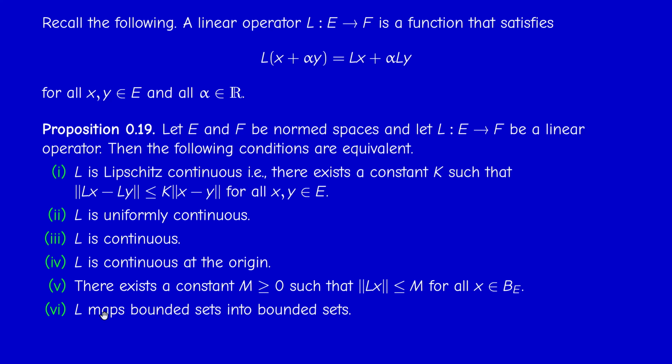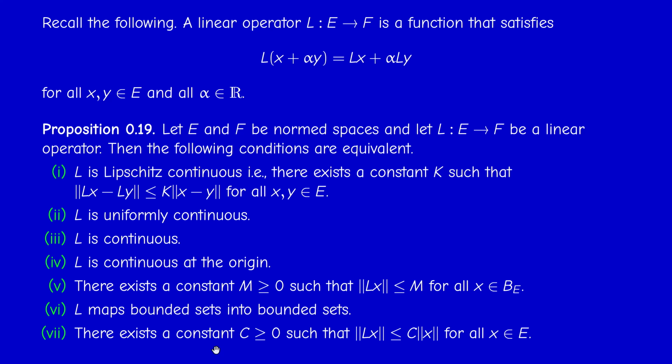Condition 6 states that L maps bounded sets into bounded sets. And the last condition, the norm of Lx is less than or equal to a constant times the norm of x for every x. I put them in this order because you can do a circular proof: 1 implies 2, 2 implies 3, 3 implies 4, 4 implies 5, 5 implies 6, 6 implies 7, and 7 implies 1 is very easy. Just replace x by x minus y and use the linearity.